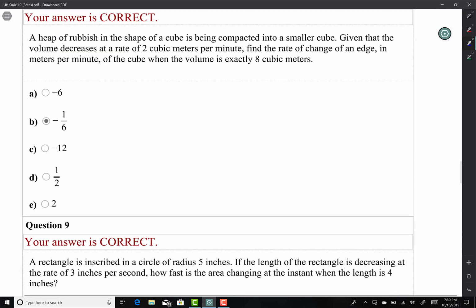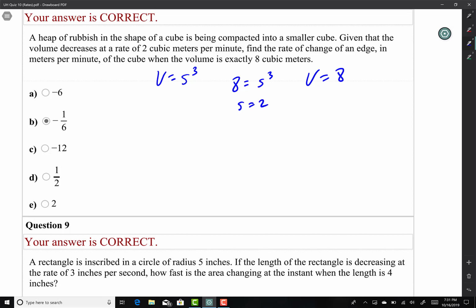All right, here we go. A heap of rubbish in the shape of a cube is being compacted into a smaller cube. Given that the volume decreases at a rate of 2 cubic meters per minute, find the rate of change of an edge in meters per minute of the cube when the volume is exactly 8 cubic meters. All right, so I know the volume of a cube is s cubed. So they're telling us what the volume is. The volume is 8. So from that, we can, let's see, 8 equals s cubed. From that, we can figure out that s has to equal 2.